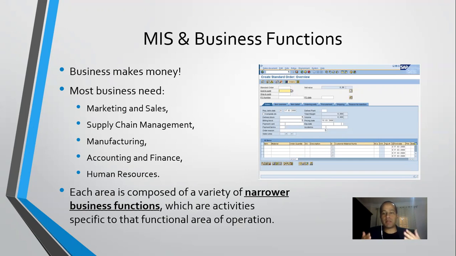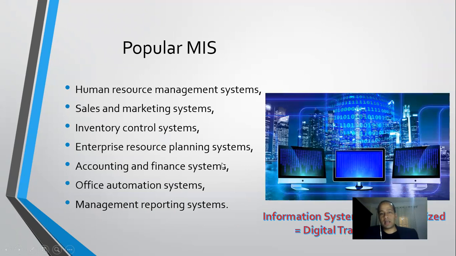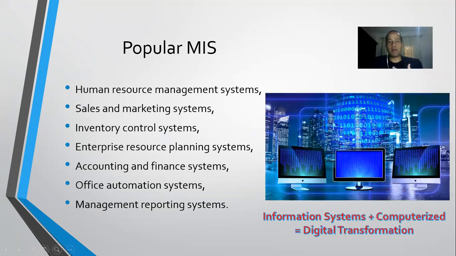A business that makes money has many particular parts or components, and these can be marketing, supply chain, manufacturing, accounting, human resources. Of course, the bigger the company, the more these functions get complicated and need even more subparts and sub processes. And all these are helpful or are aided by a MIS system.